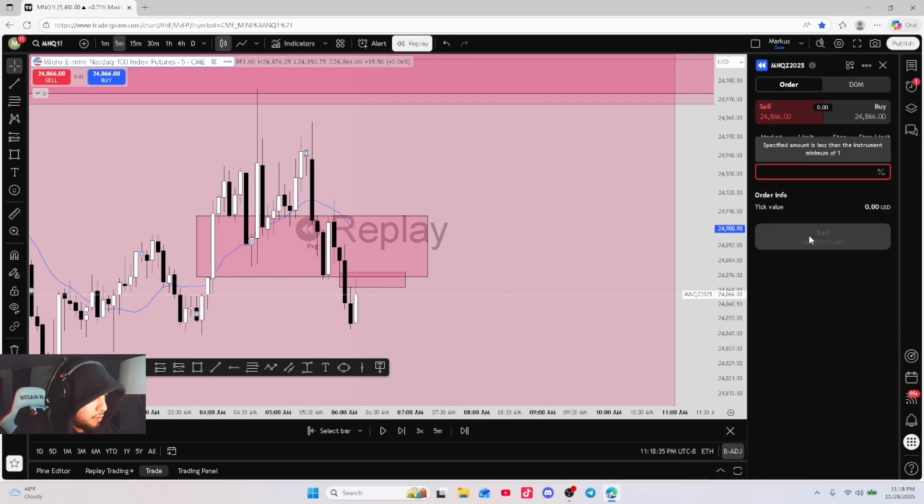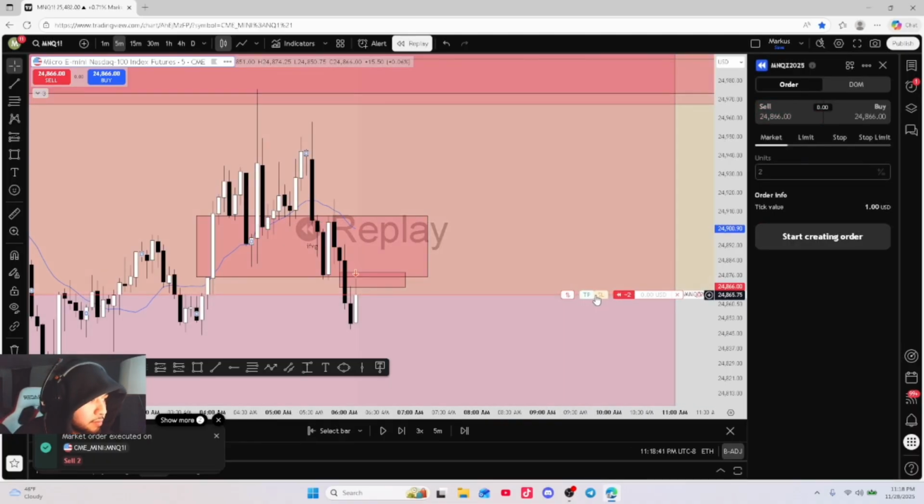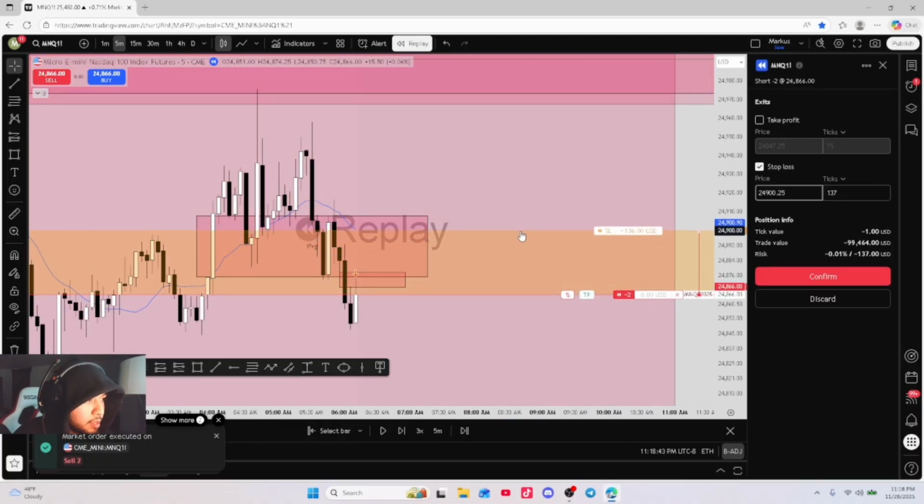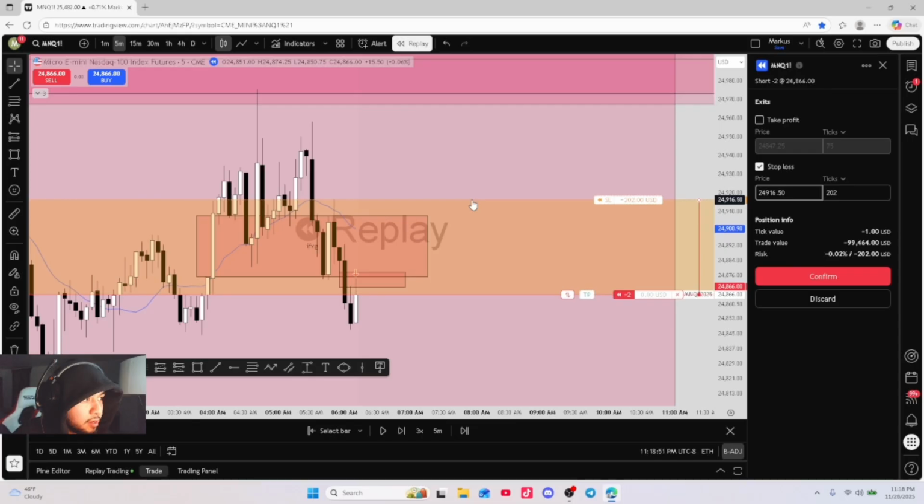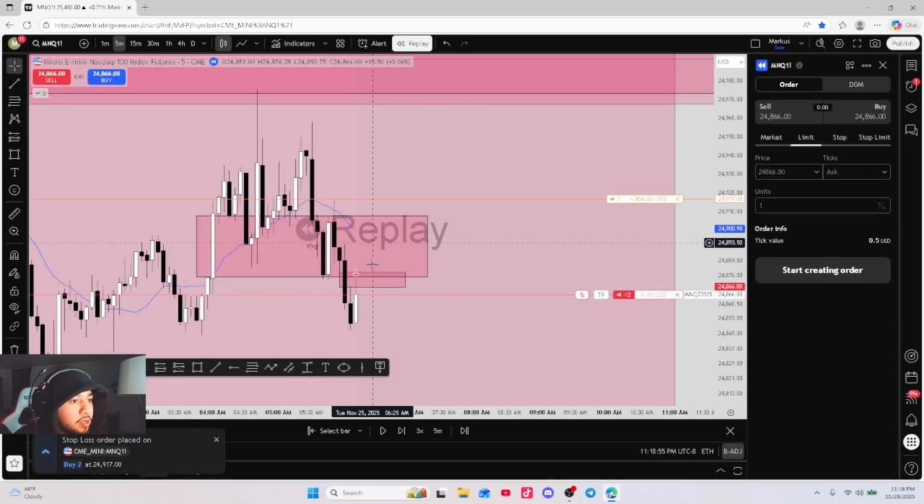I'll enter with, let's see, 2 micros. There you go. Now my stops would be above this short-term high. So I'm risking, just in case we get manipulation and go lower, just to be safe. But if we were to close and retest, we're safe.